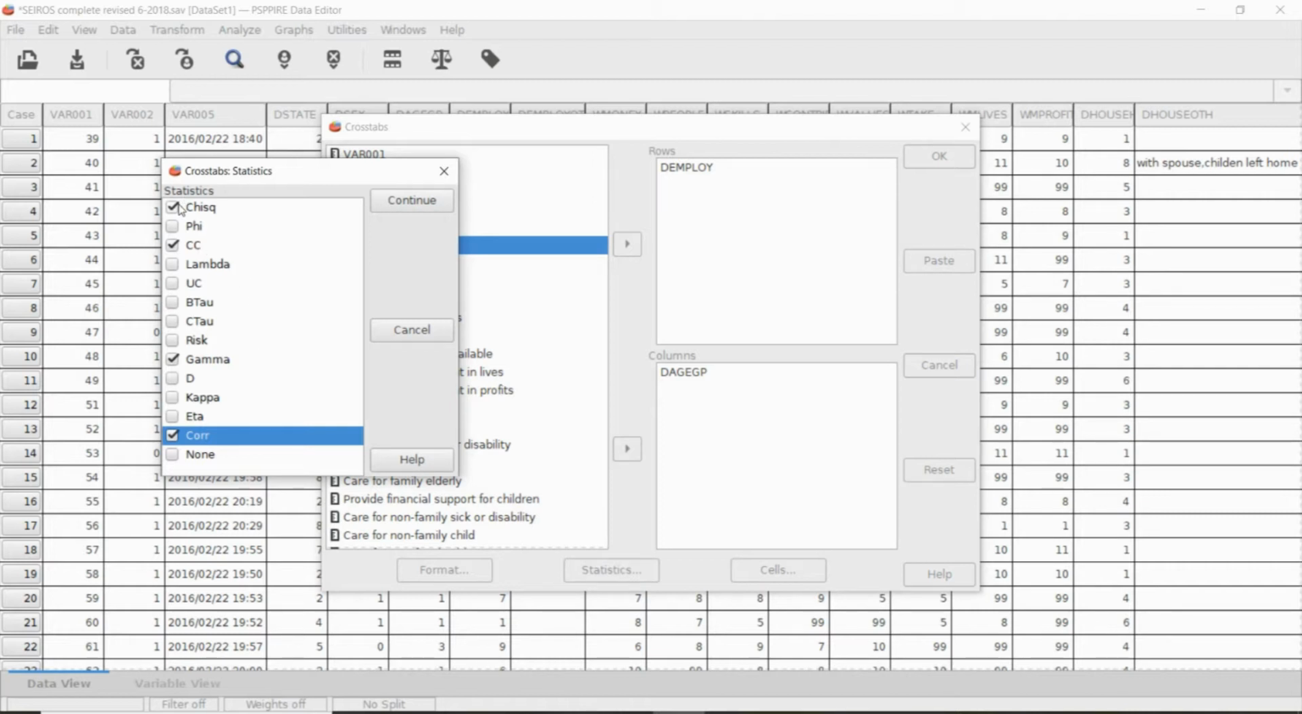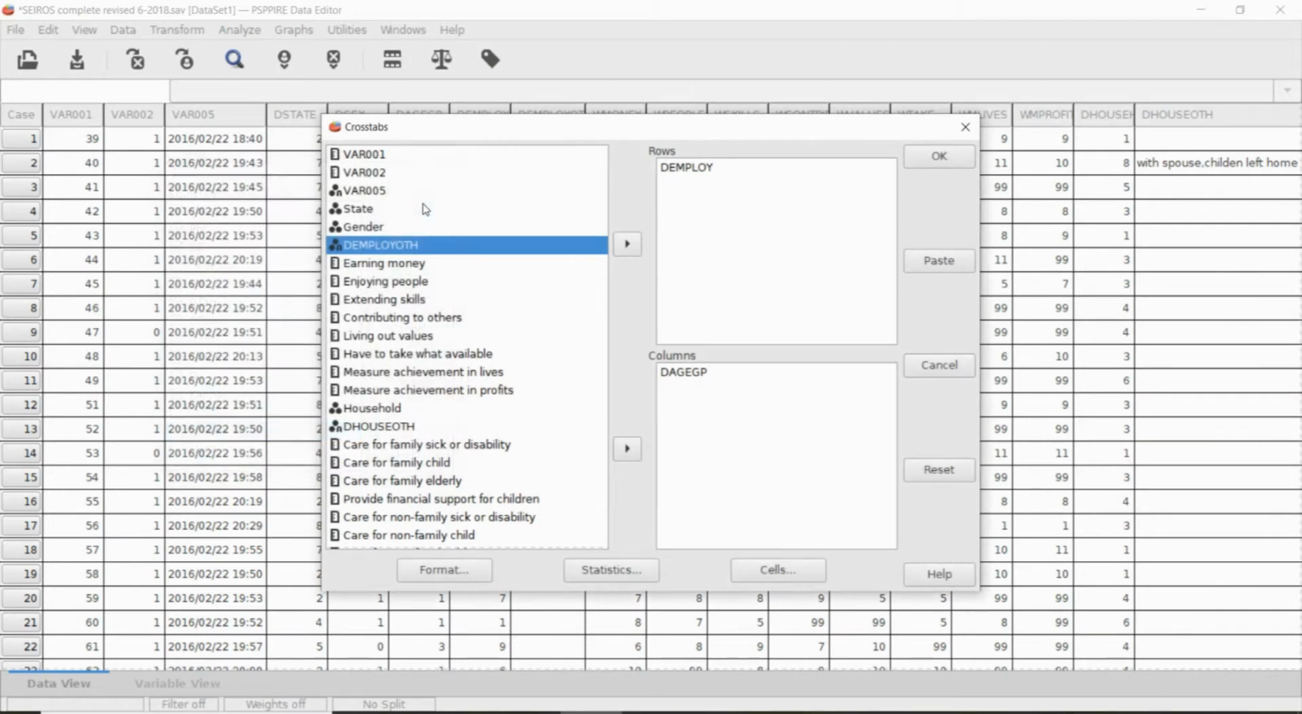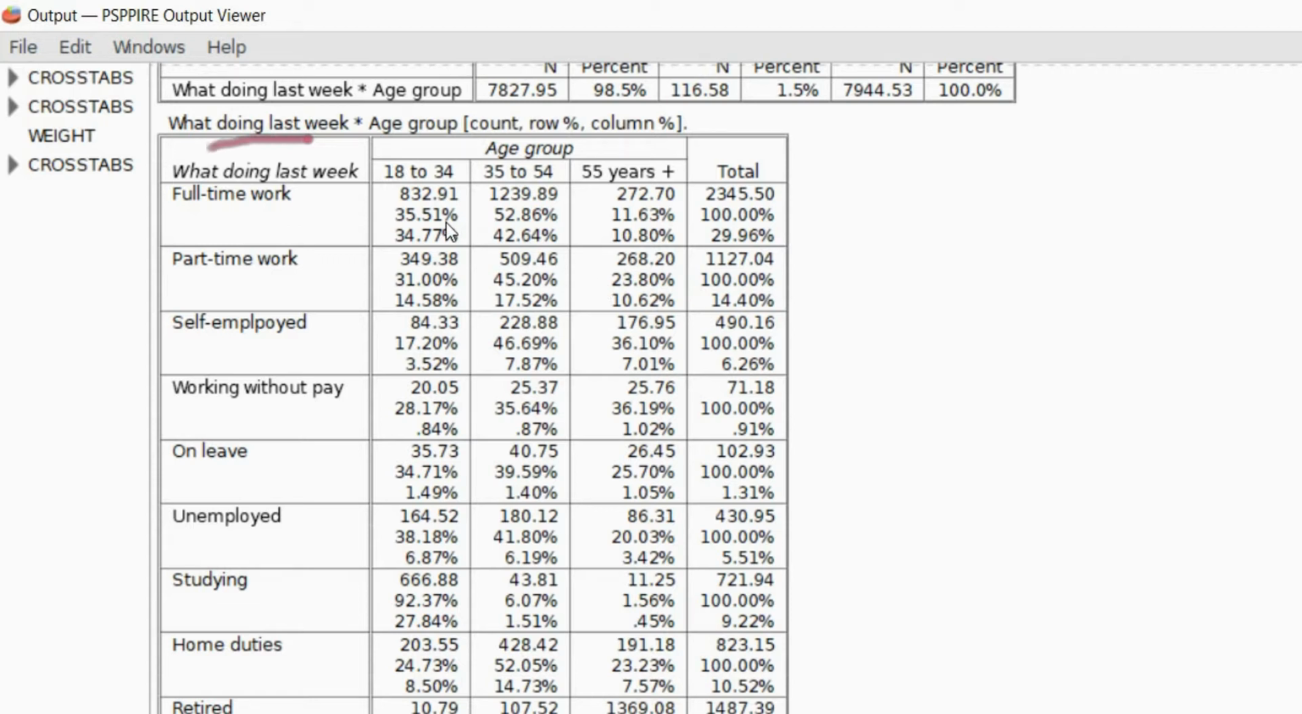We then choose the statistic that we want. For nominal by nominal data, we will want chi-squared and a contingency coefficient. What we have in the results are the numbers in each cell and also the row and column percentages. So we can read those off. Of all people in full-time work, we find that 36% were aged below 35 years, 53% were aged between 35 and 54, and 12% were aged 55 or over.